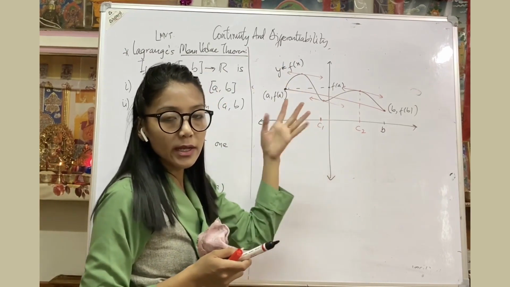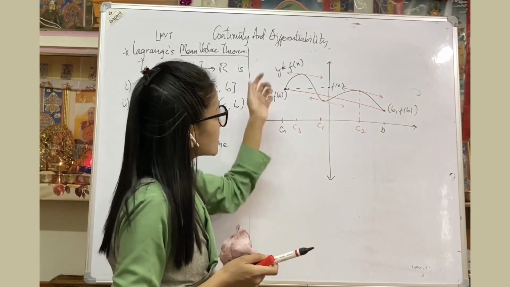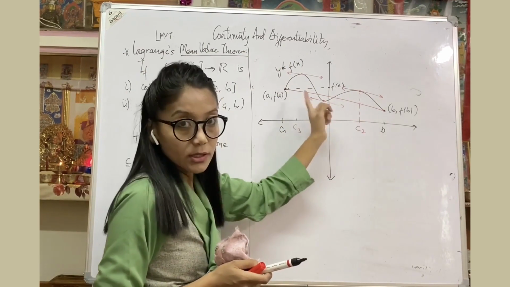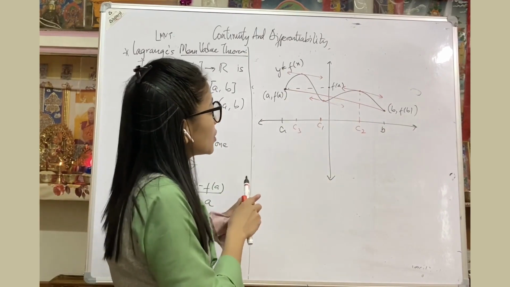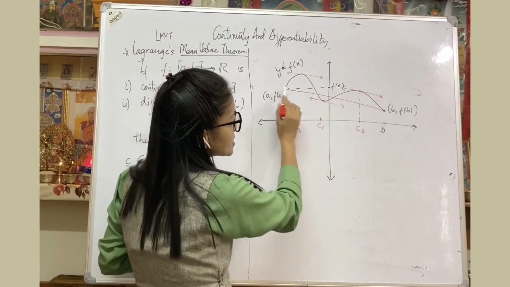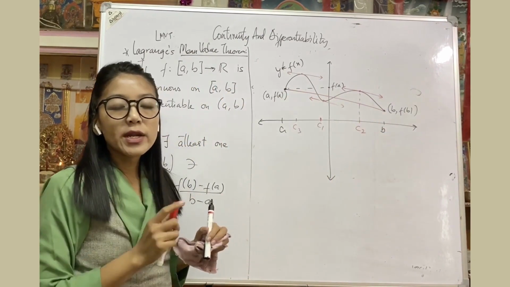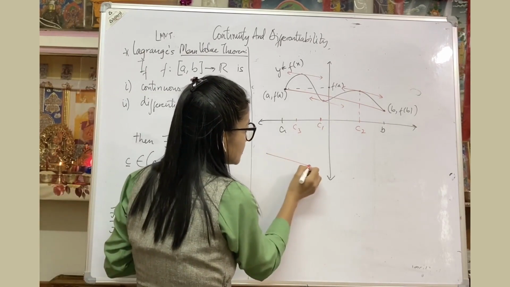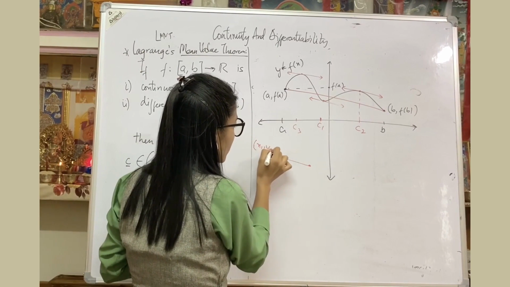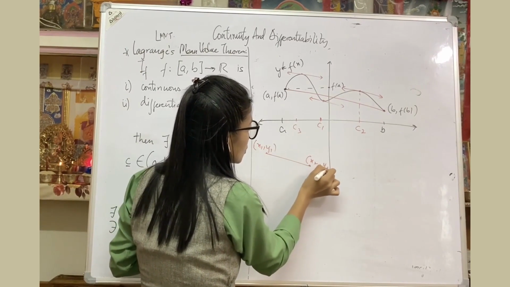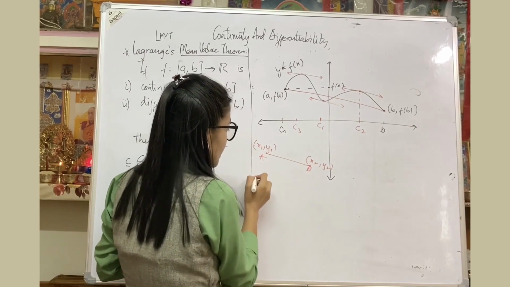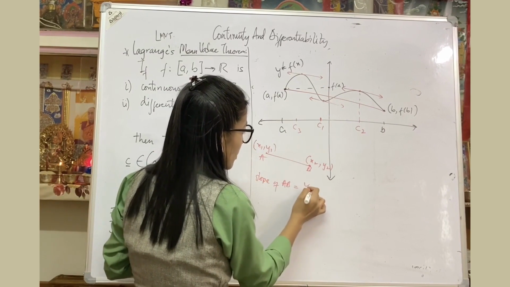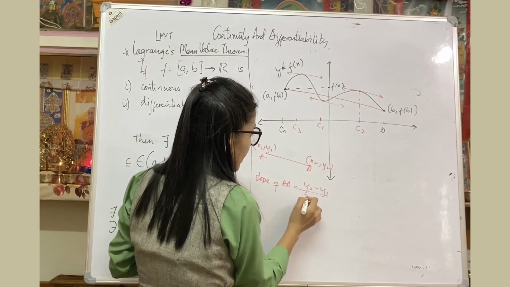Here we got 3, but there will be at least one C such that at these points, when you draw the tangent, this tangent will be parallel to this chord. Is that clear? Now we know what the slope of this line is. In the chapter on straight lines in class 11, you learned how to find the slope. If you have a line segment AB whose endpoints are (x1, y1) and (x2, y2), then the slope of AB is equal to y2 minus y1 divided by x2 minus x1.